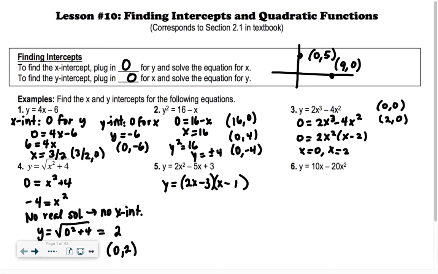So when we set each of those pieces equal to 0, we get 2x minus 3 equals 0, x minus 1 equals 0. We get x equals 3 over 2, and x equals 1. So we have (3/2, 0) and (1, 0).